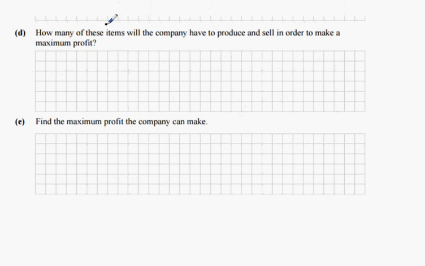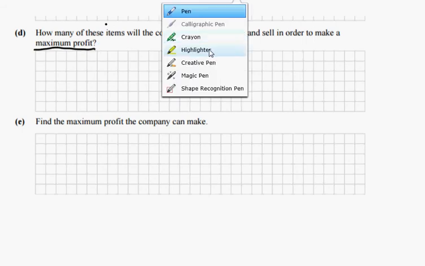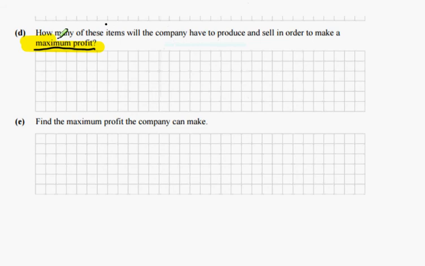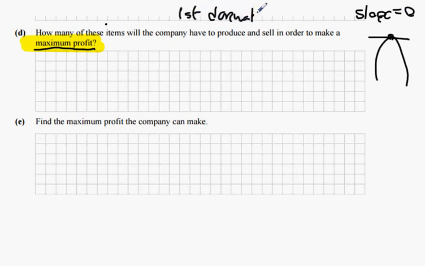Okay? How many of these items will the company have to produce and sell in order to make a maximum profit? That word there, maximum, that's a key word. That's a key word basically meaning it's a turning point. Means your slope equals 0. Means the first derivative equals 0. If I differentiate it and put that answer equal to 0, I will find the x value that gives me the most profit.